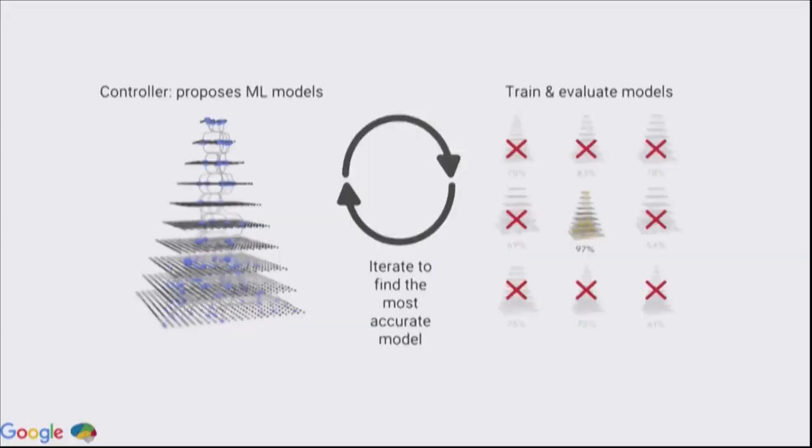So the picture of the method looks like this. We have two systems. One is a controller which proposes machine learning models. Each machine learning model is trained and then evaluated. Some of them will be good and some of them will be very bad. The good ones will give positive feedback to the controller, and the bad ones will give negative feedback to the controller, so that over time the controller will sample better and better architectures.